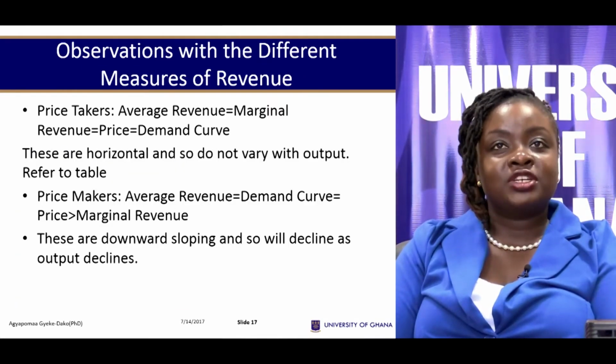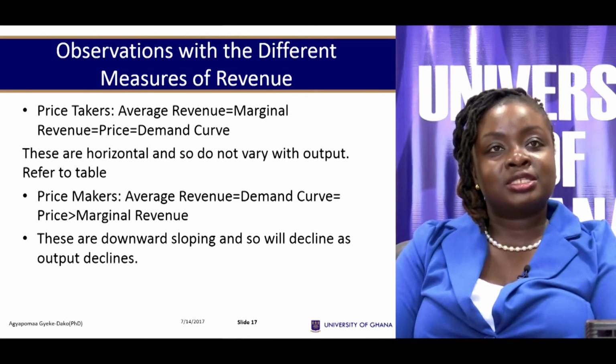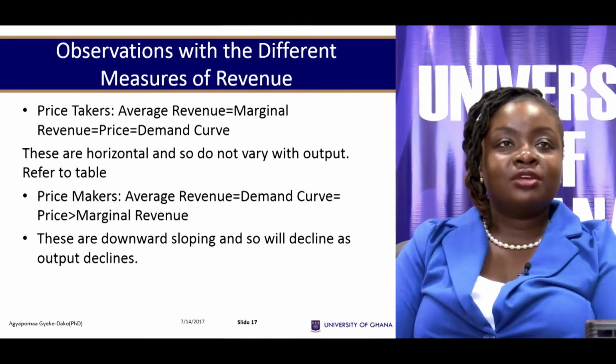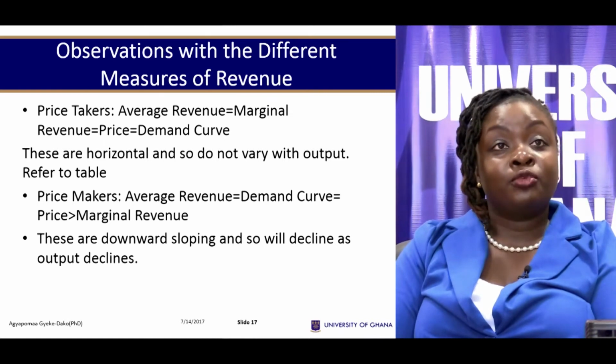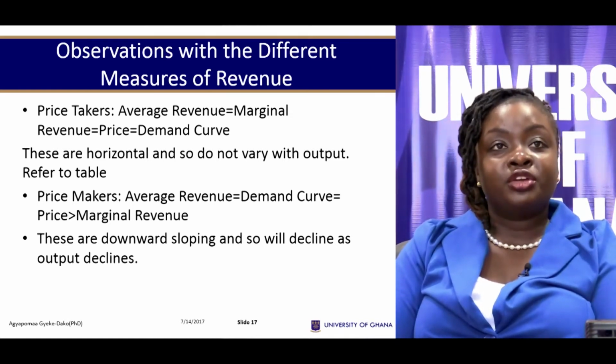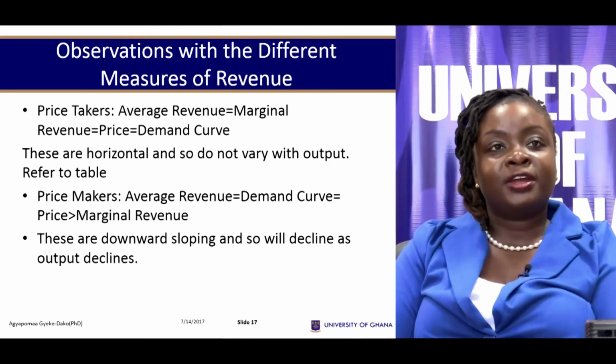Now let's look at certain observations that we've made as far as the price makers and the price takers are concerned. How do their revenues vary with output? You'll see from that table here that for price takers, the average revenue is the same as the marginal revenue, and that's equal to the price. And remember, the price curve is always equal to the demand curve. Average revenue also would always be equal to the price. So these are horizontal, and therefore they do not vary with output.